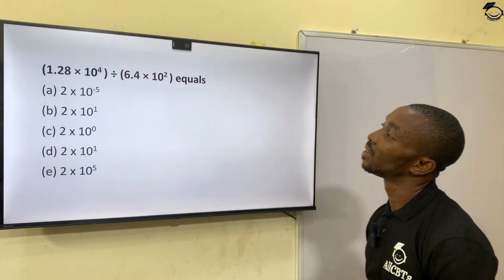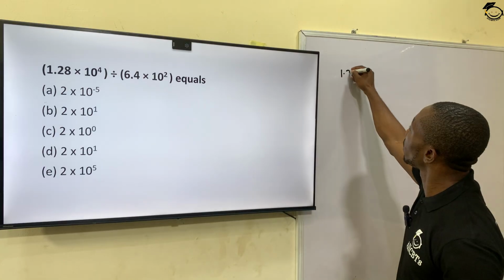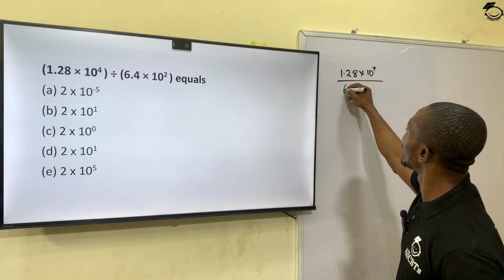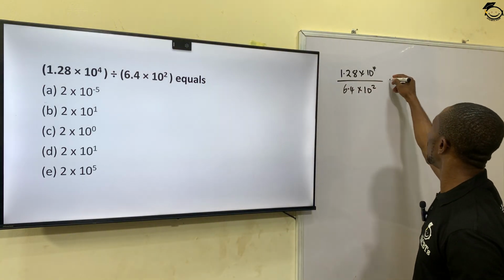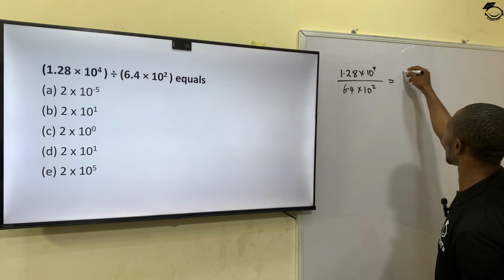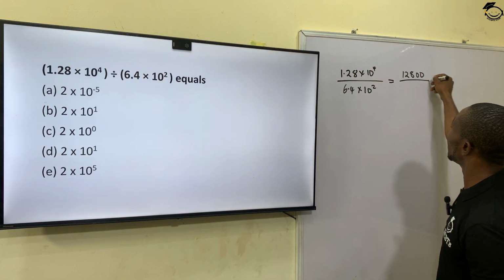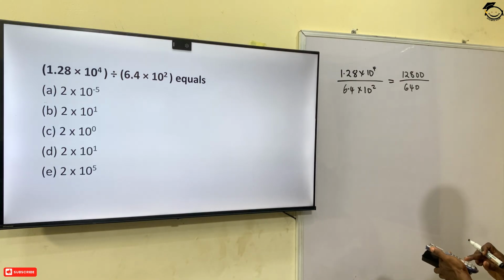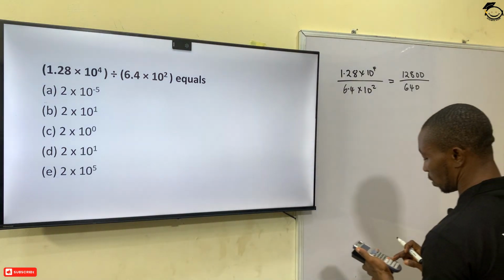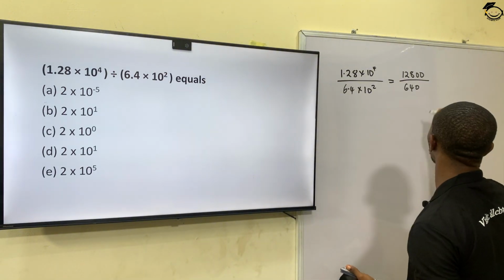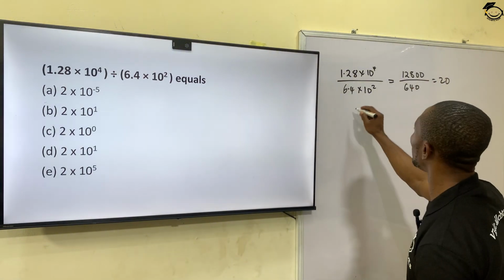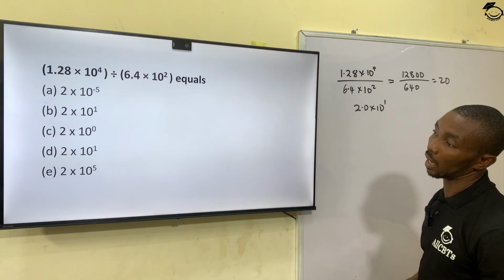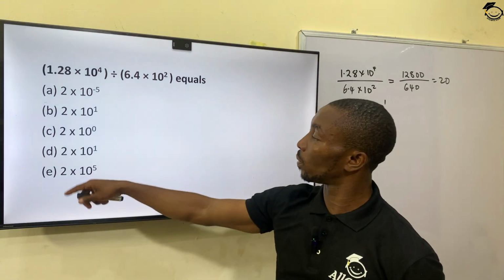And the next question says, evaluate 1.28 times 10 raised to power 4 divided by 6.4 times 10 raised to power 2. All right. Now, opening this up, we have 12800 divided by 640. 12800 divided by 640 gives us 20. So in standard form, this becomes 2.0 times 10 raised to power 1. All right, so our answer will be 2.0 times 10 raised to power 1.